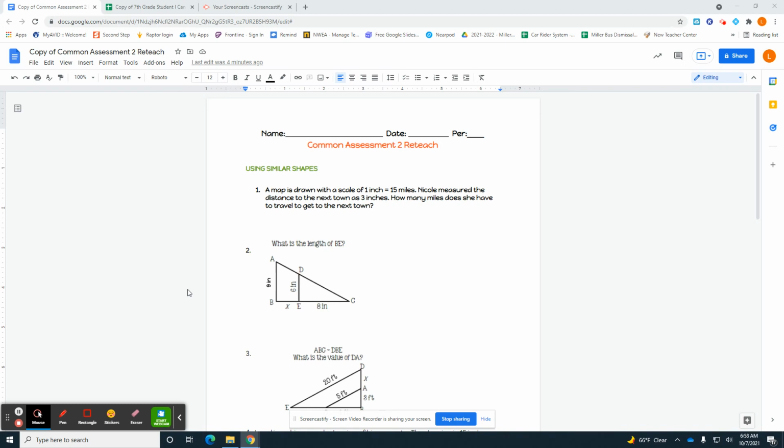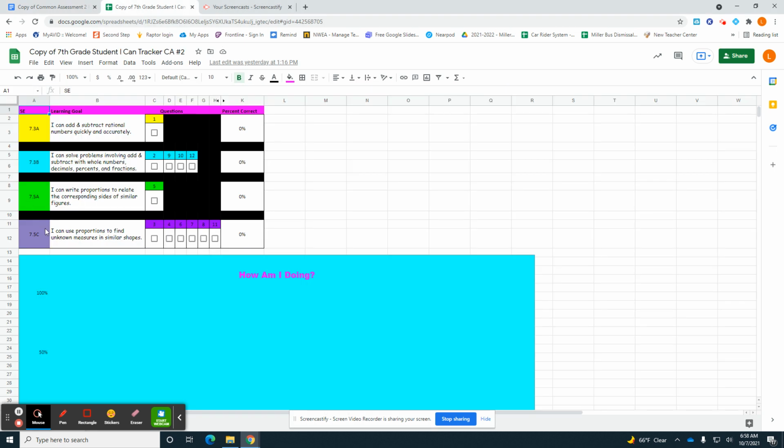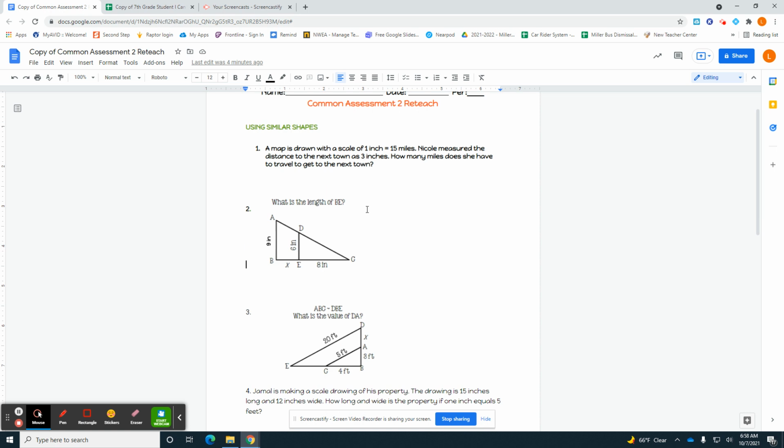Right, so if you didn't do so well on 7.5C and 7.5A, these two, you are using this video, using similar shapes. So let's start with number 1.